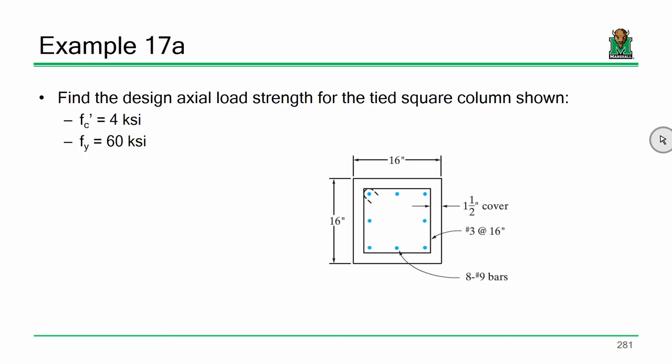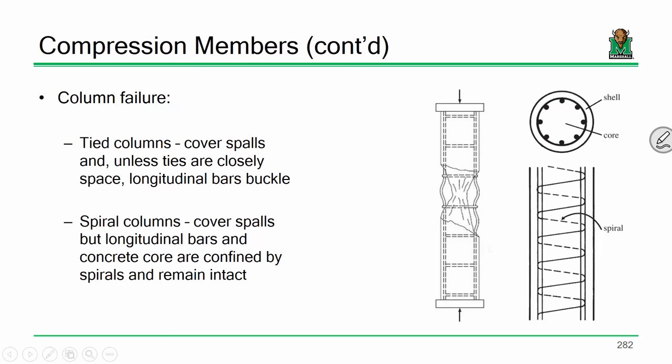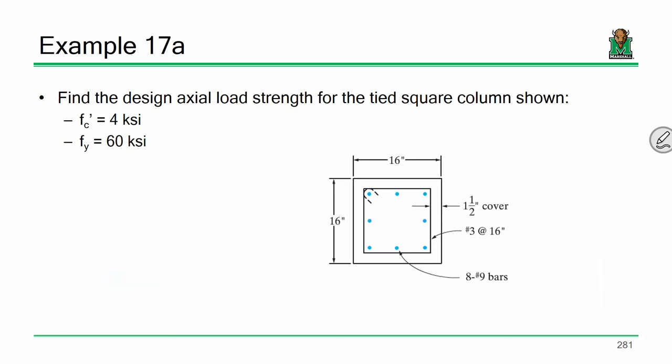Those are the ties. So basically what you've got is... I wanted to draw it out, but that actually worked out pretty perfectly. So the number 3s at 16 are these horizontal bars going up the column. They're number 3s wrapped around, and they're every 16 inches. All right, make sense?